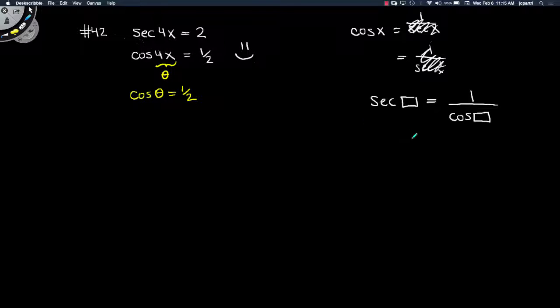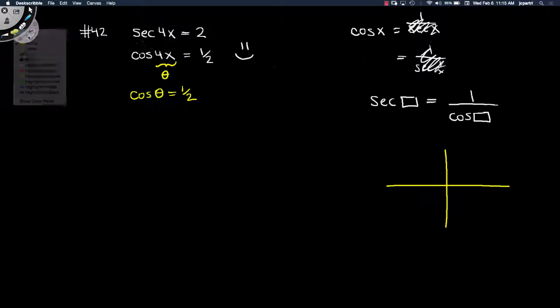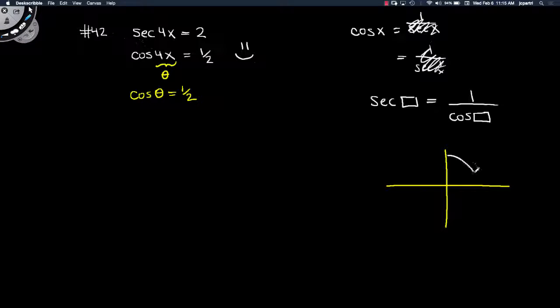Well, you know the answer to this, at least I hope you do, right? When does cosine of theta equal 1/2? Pi over 3. You're right, second. You were right.